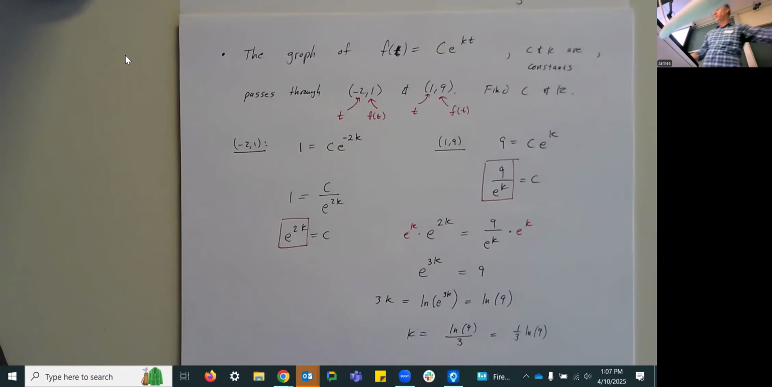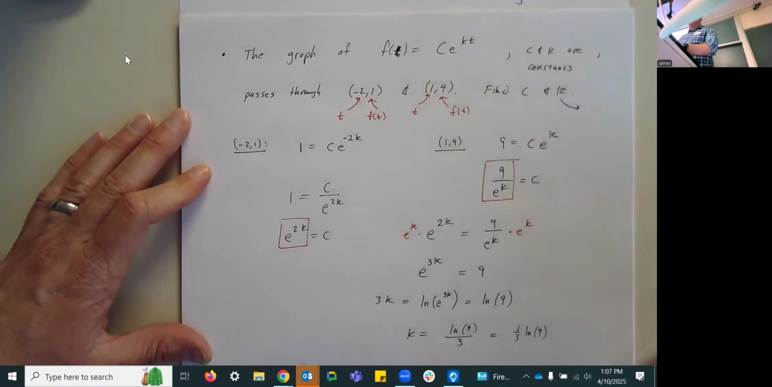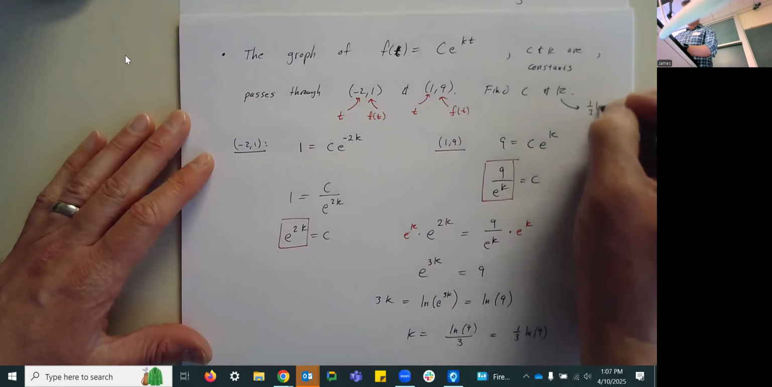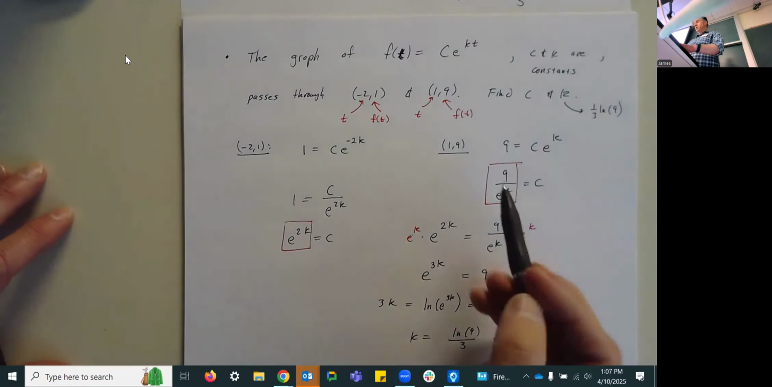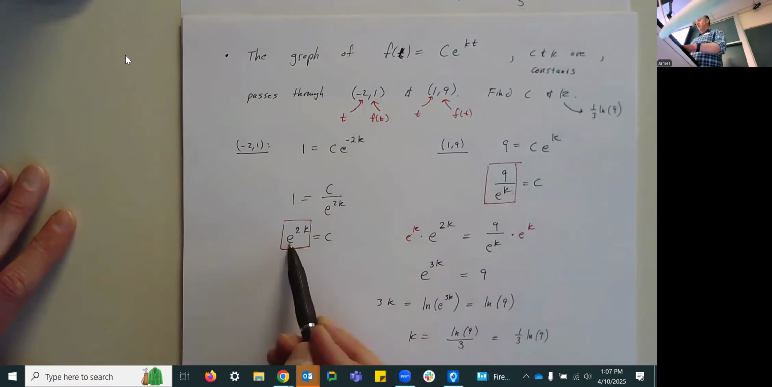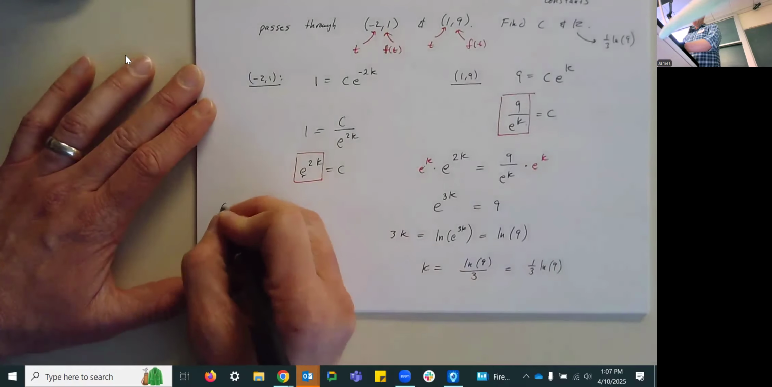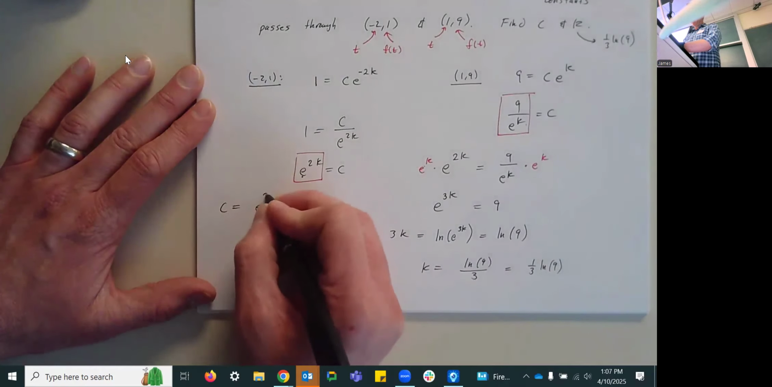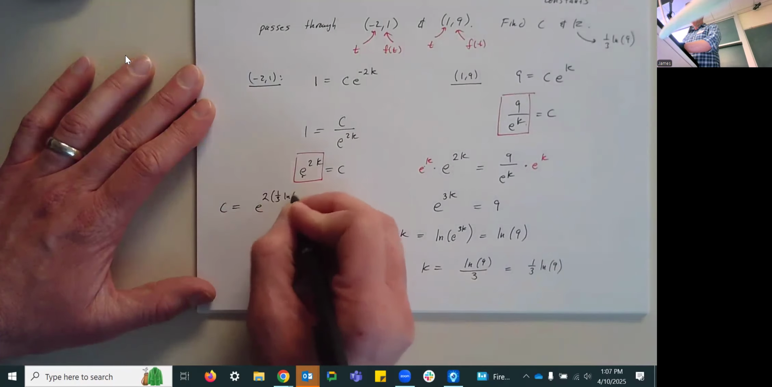We're not quite done though, because we were told to find C and K, and we've only found K so far. K is 1/3 natural log of 9. Luckily, we have C equal to two different things that have K in them. So we could pick either one of these to plug K into to figure out what C is. I'll pick this one. So here we're going to get C is equal to e to the 2 times K, which is 1/3 times natural log of 9.